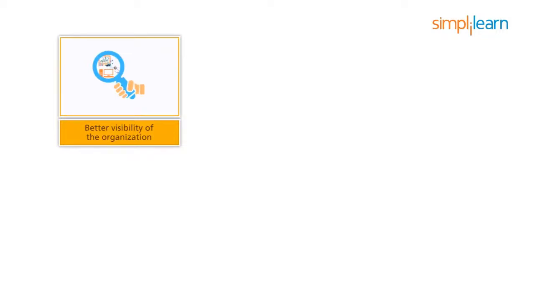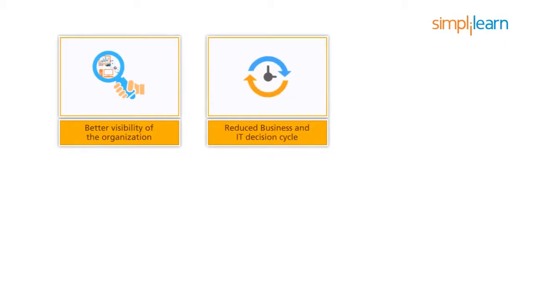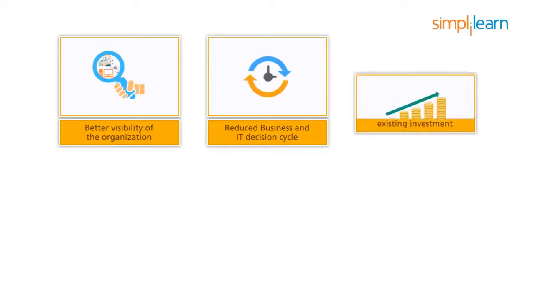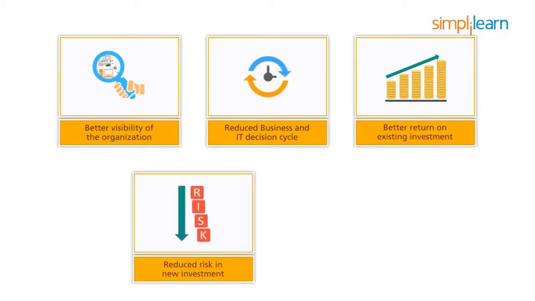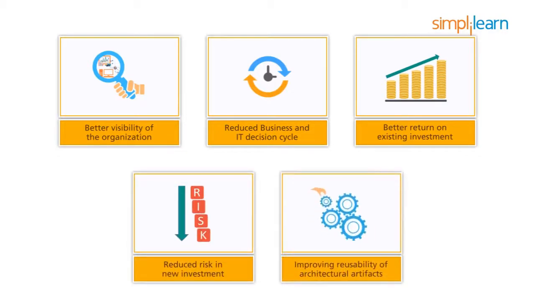The business and IT decision cycle is reduced if stakeholders see a quantified view of positive changes that EA can provide. TOGAF provides a better return on existing investment by reducing complexity in IT infrastructure, maximizing return on investment in existing IT infrastructure, reducing risk in new investments, and improving reusability of existing architectural artifacts.